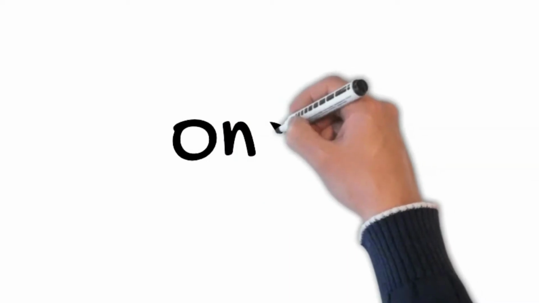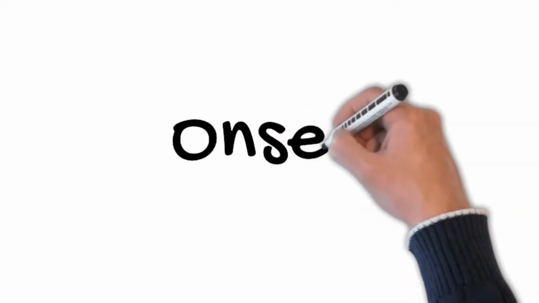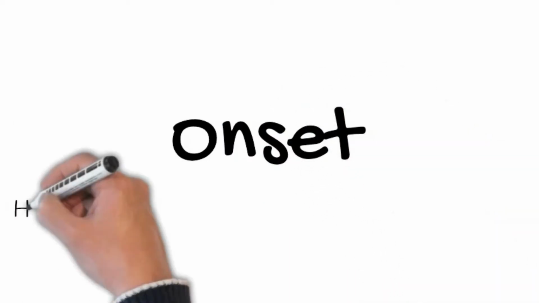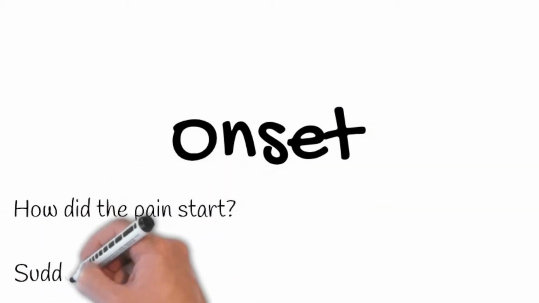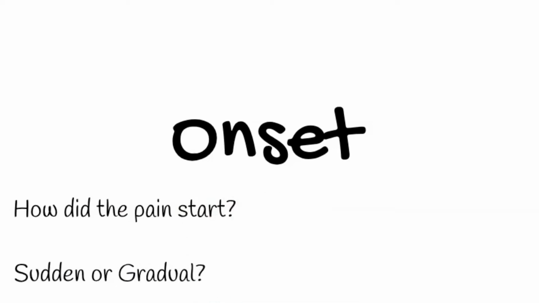Onset: how did the pain start? What were you doing when it started? Is it the first time, or were there previous episodes? Determine, is it sudden or gradual in onset? How have the joint pains been affecting you?